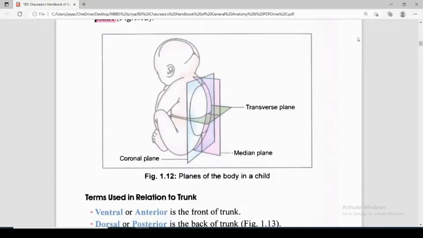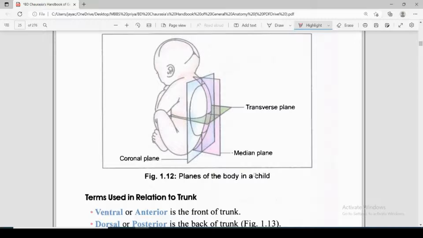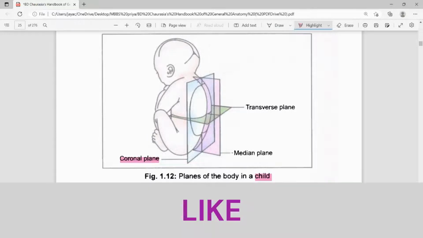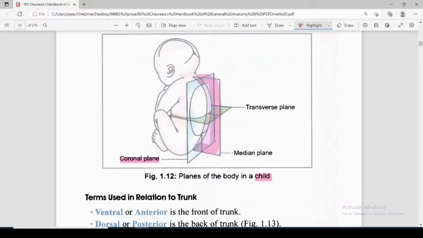Okay, here this is a plane of a body in a child. Here this is a coronal plane. This one is a coronal plane, and this is a median plane. This is the median plane.